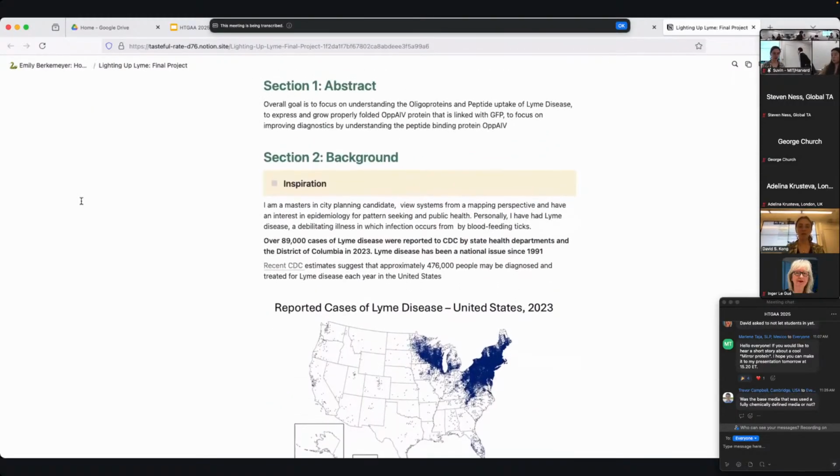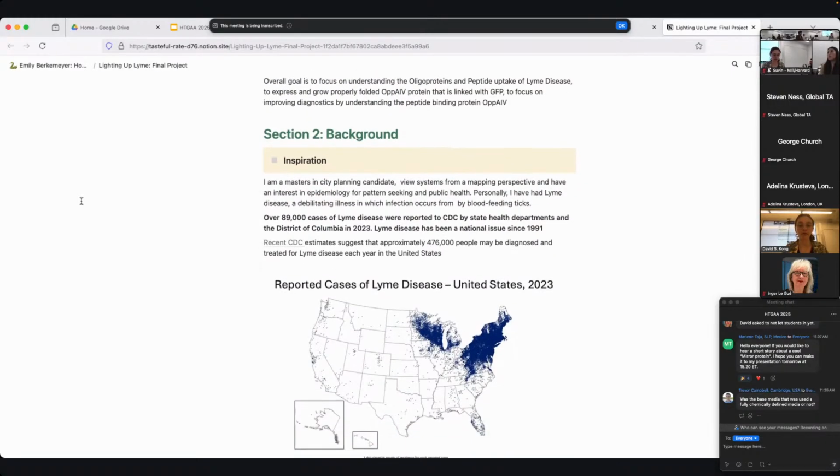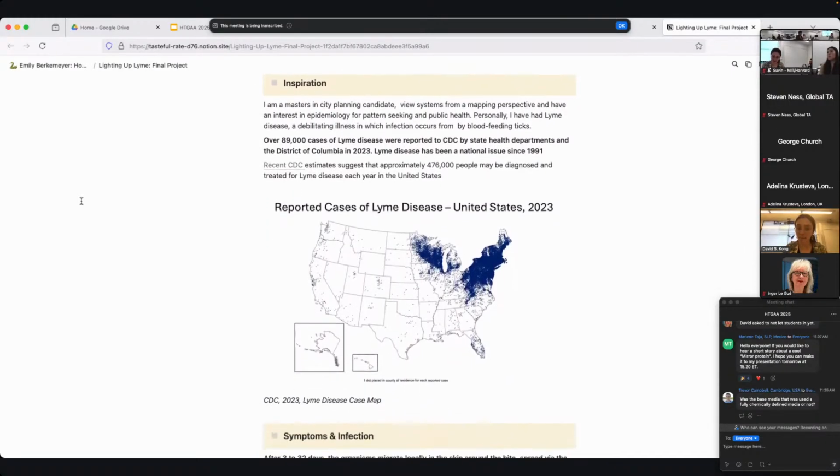So just as an overview, the goal of this research has been to understand more of the specifics surrounding Lyme disease. So to also express and grow protein that's properly folded, which can be challenged, and focus on improving diagnostics and therapeutics as an overview. So what is Lyme disease?